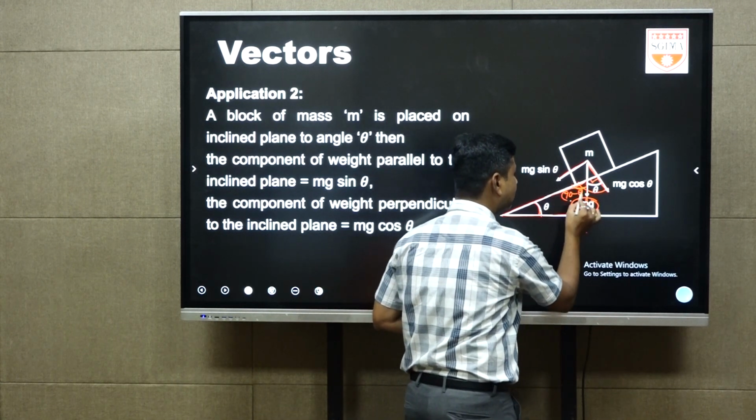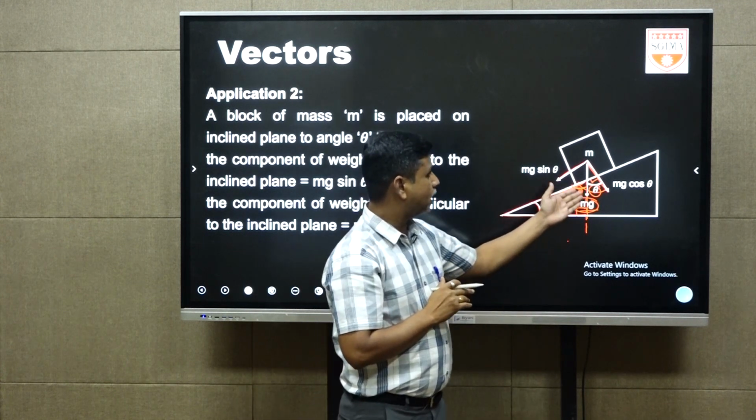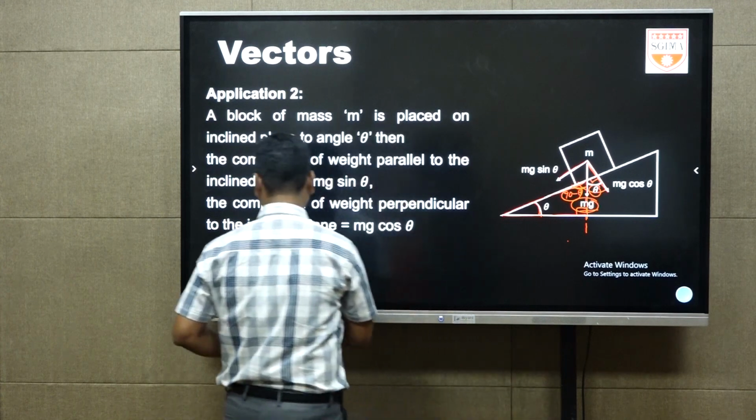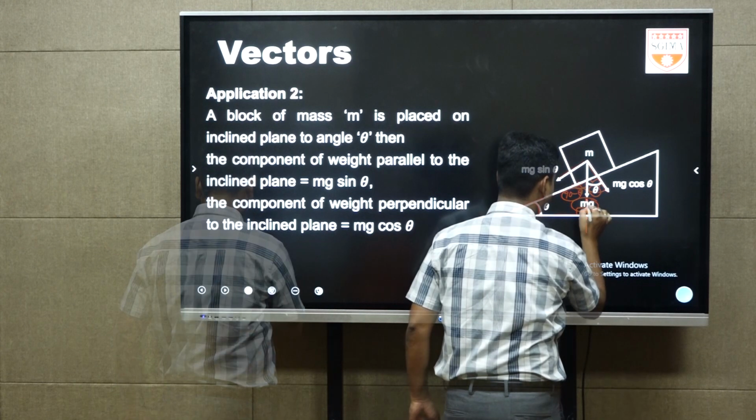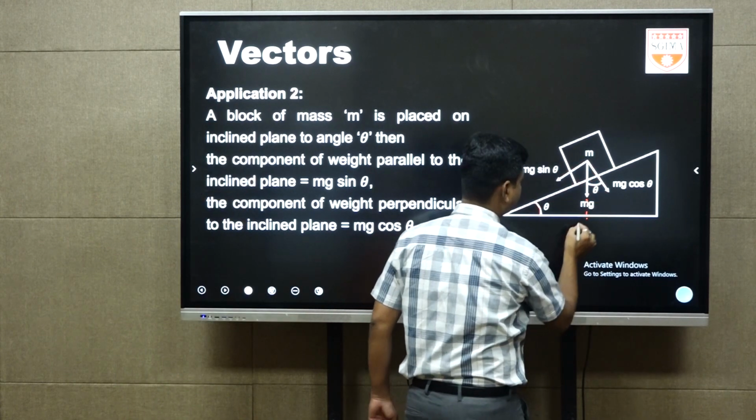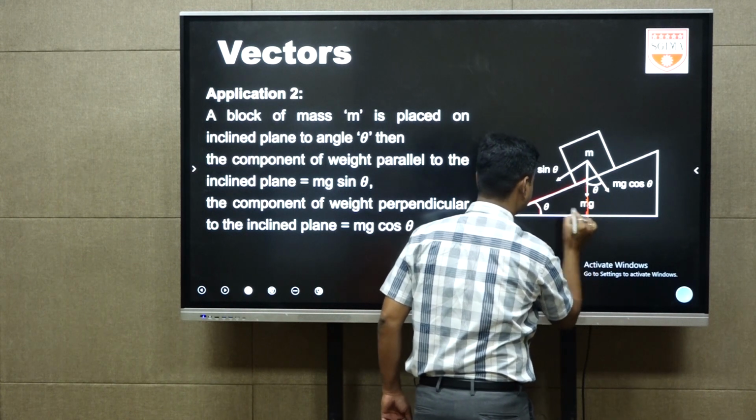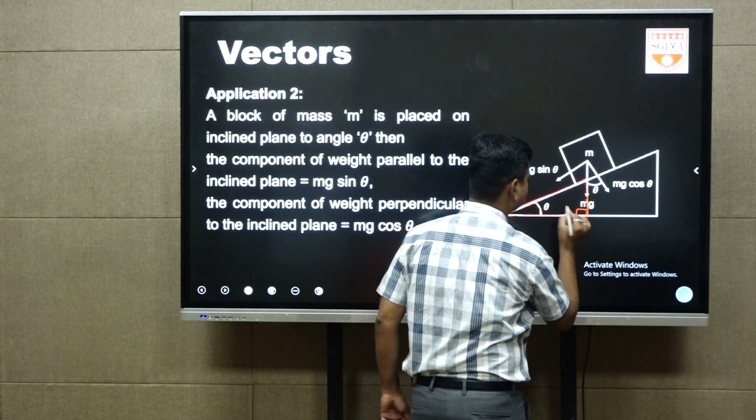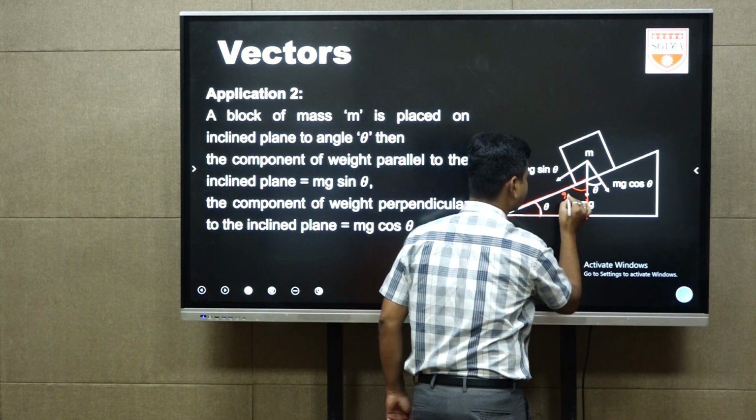This angle is 90 minus theta, then this angle is definitely theta. The sum of these two angles is equal to 90 degrees. I will explain once again: the angles will be extended down, and a right angle triangle is formed. This angle is 90, this angle is theta, and this angle is 90 minus theta.